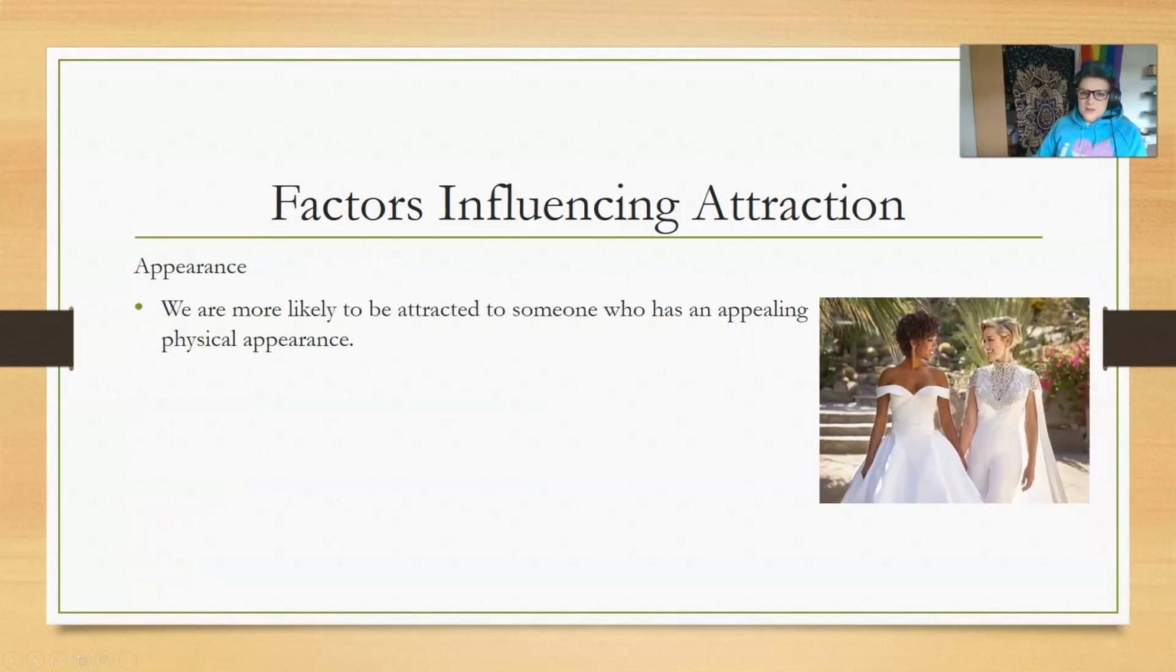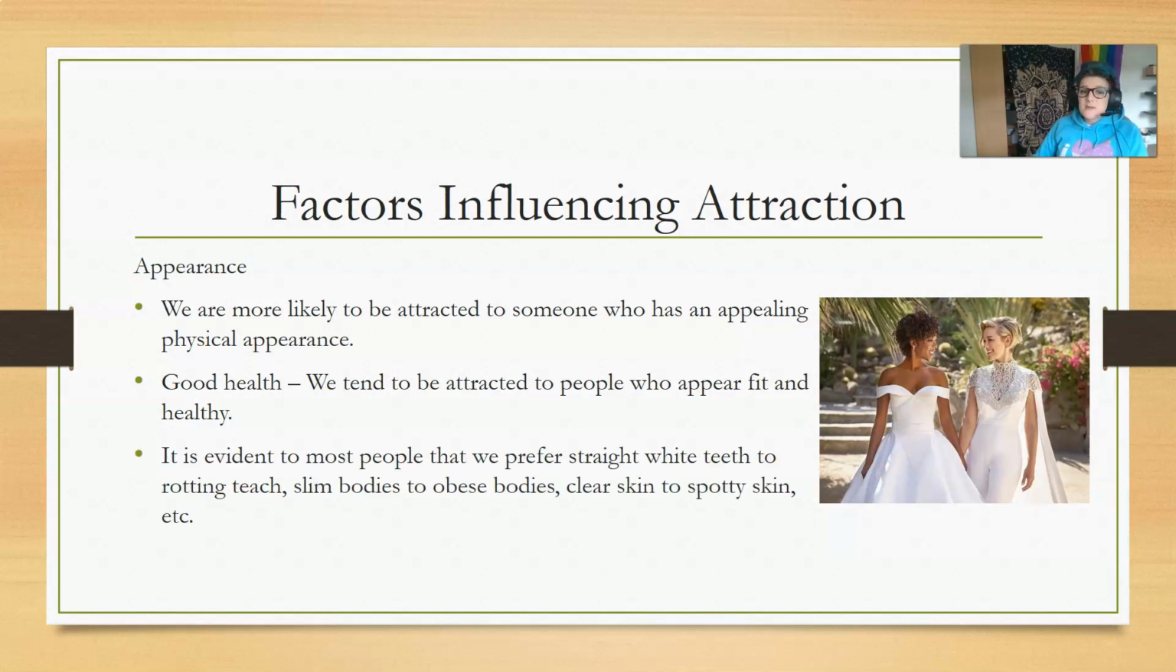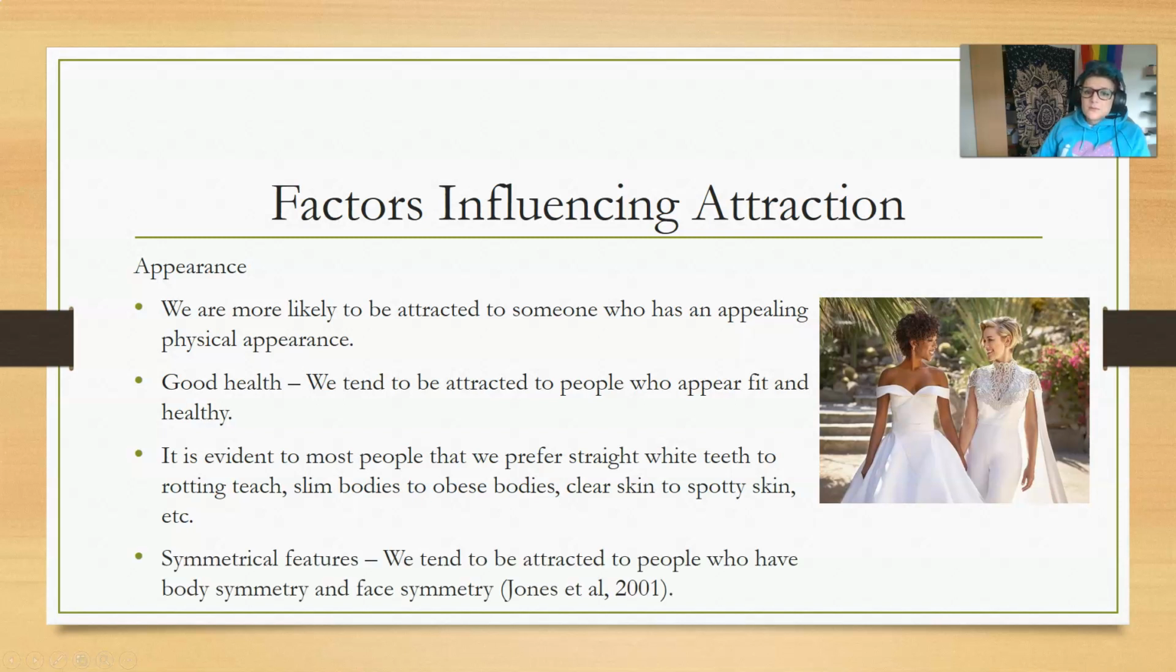So, appearance. We're more likely to be attracted to someone who has an appealing physical appearance. We want our partners to be in good health. We want them to be able to support us, to support our family, and to have healthy children. So having a partner who looks healthy will be considered to be very attractive. It's evident to most people that we prefer straight white teeth to rotting teeth, slimmer bodies to obese bodies, and clear skin to spotty skin, for example. And we also prefer symmetrical features.